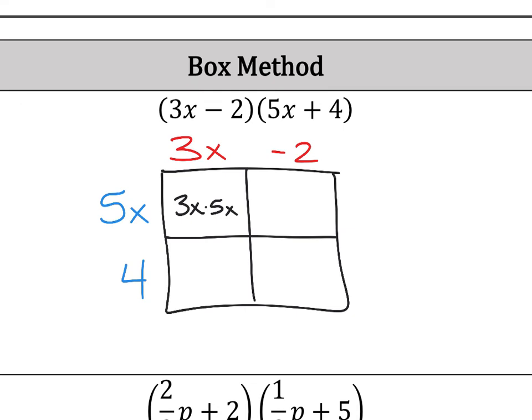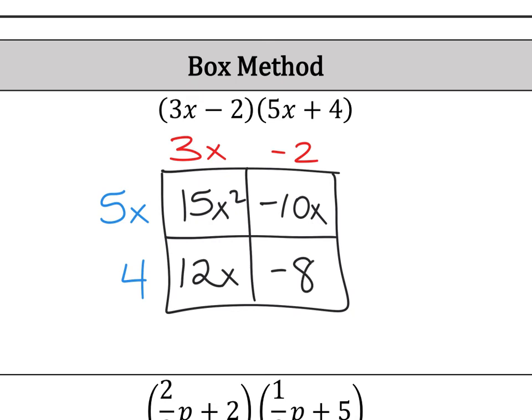What's 3x times 5x? 15x to the power of... the power should get bigger, so power of 2. In the next row, I'm doing negative 2 times 5x. What's negative 2 times 5x? Negative 10x. What's 4 times 3x? We're just doing the next row and column. 12x. And then the very last box, what would I be multiplying to put in that last box? 4 and negative 2, which 4 times negative 2 is negative 8.